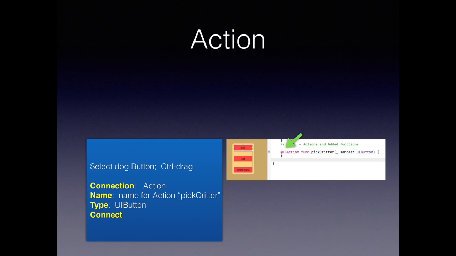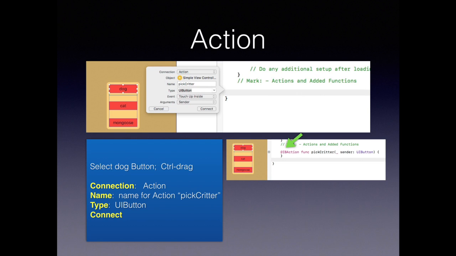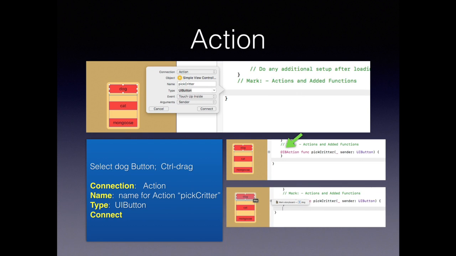We give it a name. We'll call it pickCritter, and we give it a type of action that this is a for UIButton. And then if we press the connect button, it will create a function that now can respond to the user's press of the button. And you can verify that since we did the control drag from the dog button, if you hover your mouse over the connection, then you'll see that the button for dog lights up.